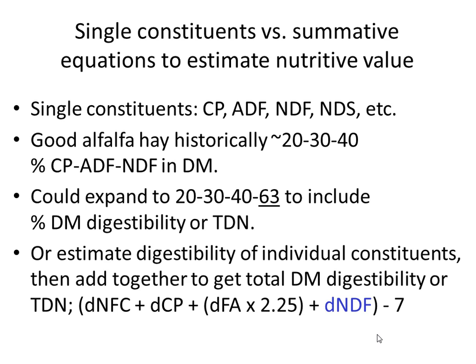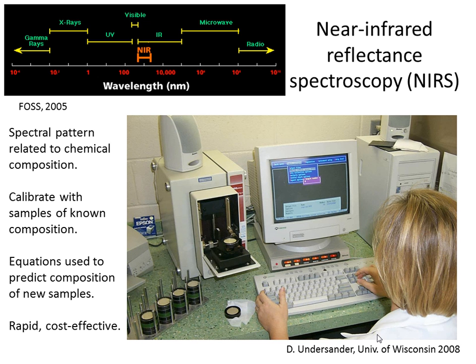There's another approach. Instead of using any one of these constituents, we can add a number of them together and get a more comprehensive kind of an index. Those are called summative equations. I'm not going to go through the details, but they lead to a TDN or a dry matter digestibility, and I think Gene is going to lead you through those.